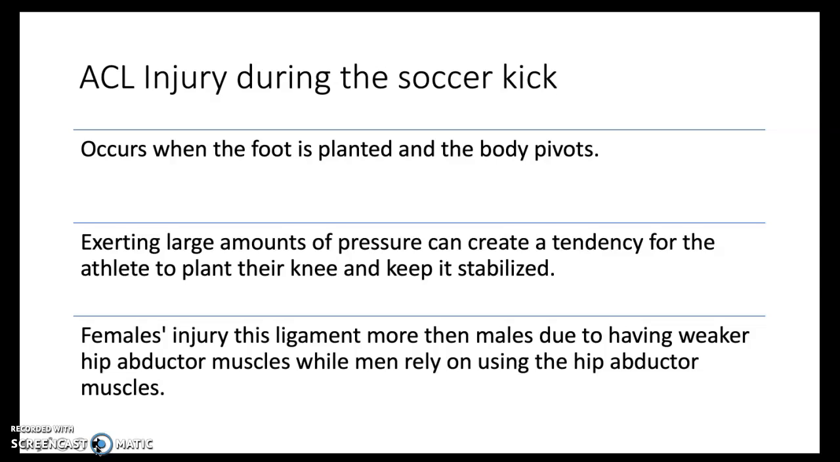With the large amounts of pressure, this can create a tendency for the athletes to plant their knee and keep it stabilized. So while the knee is stabilized and you want to turn left or right, and that knee is still stabilized, that's where high amounts of injury of the ACL will occur. The reason why females tear this ligament more is because men rely on using the hip abductor muscles and build strength, while females use their quadriceps and hamstrings and more lower half muscles, which causes a weakness in the abductor muscles, which then do not support the ligament as much as they would in males.